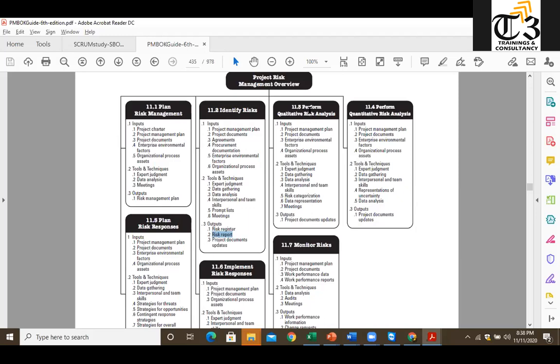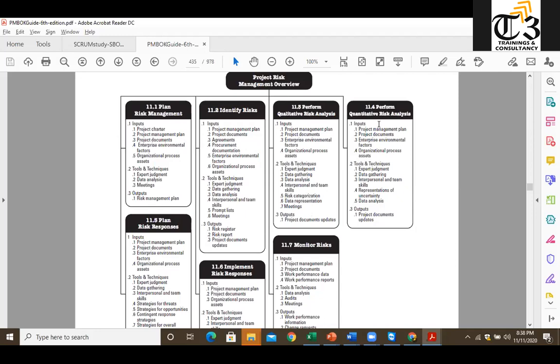Then you will perform qualitative risk analysis. And to perform qualitative risk analysis, you need to have the risk categorization, so you can qualify them as low, medium, and high. And for that, you will use data representation skills in order to understand in terms of probability and impact matrix. And you will be able to produce a classification, and you will update the project documents and risk register that this is low, this is medium, and this is high.